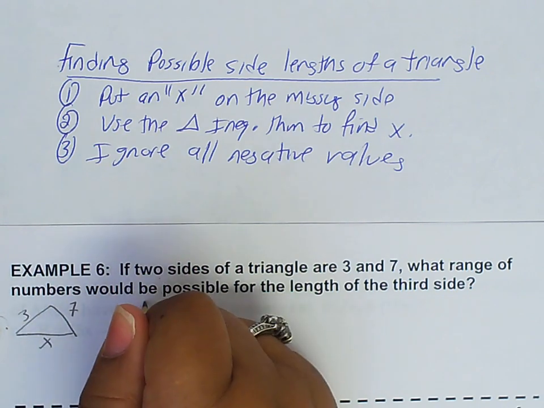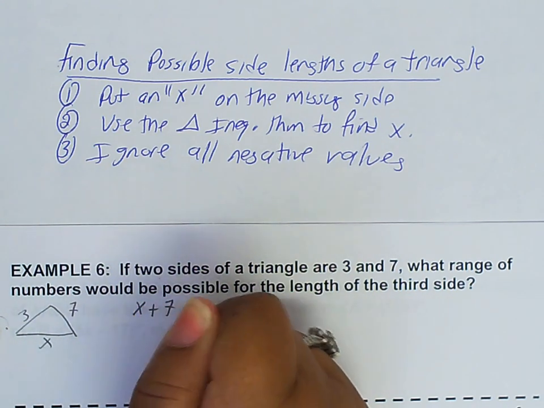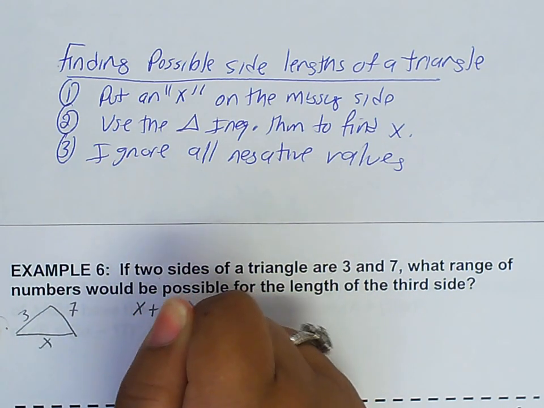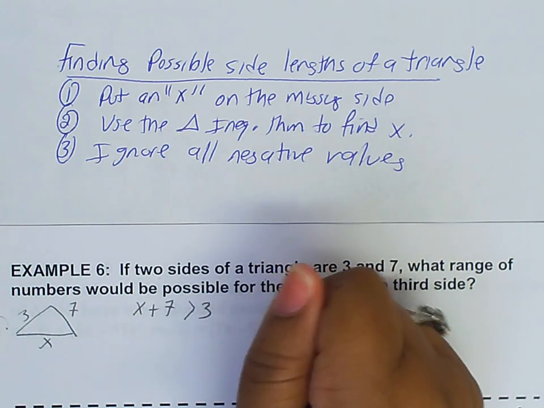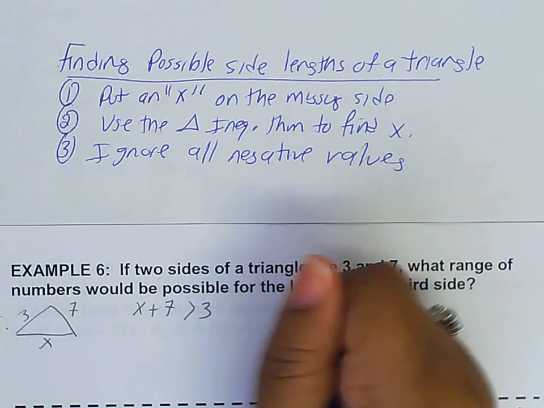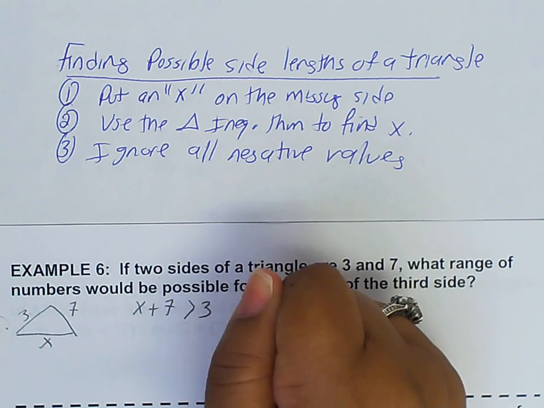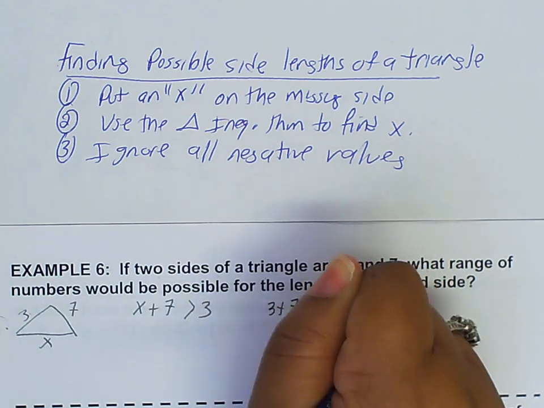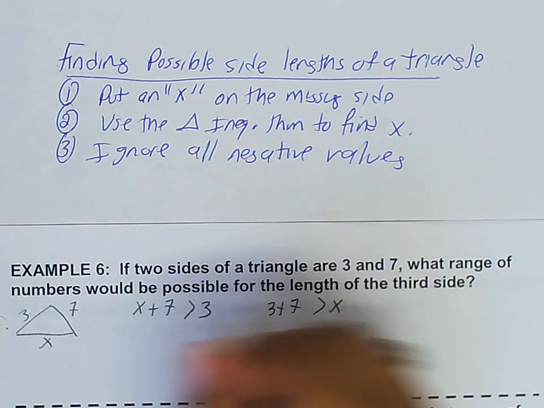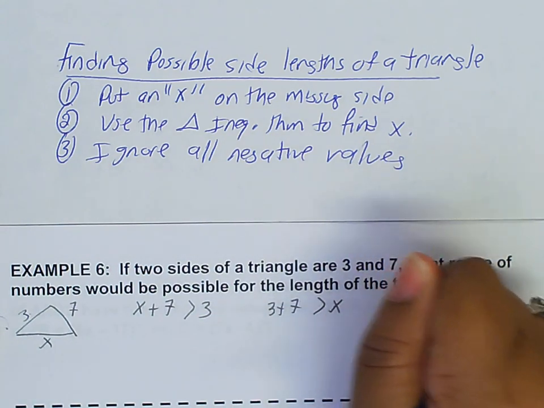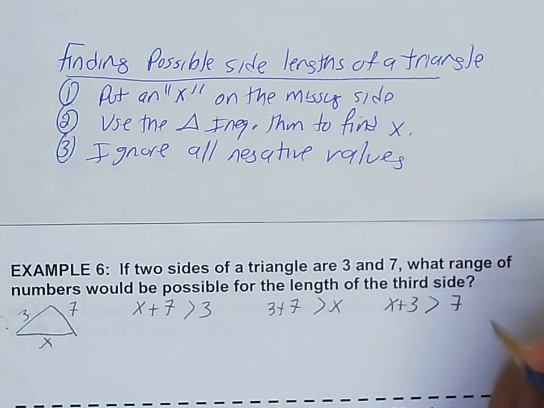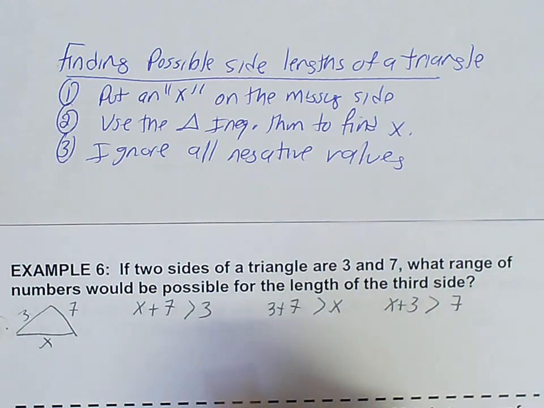So I can do x plus 7. We're going to see if this is greater than 3. You always put the greater in it. Then I'm going to leave some room. The next one I could do would be 3 plus 7 greater than x. And then the last combination I could do would be x plus 3 greater than 7.